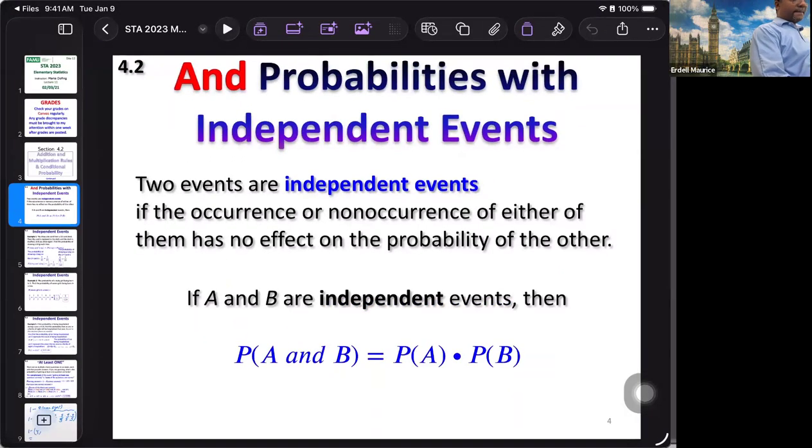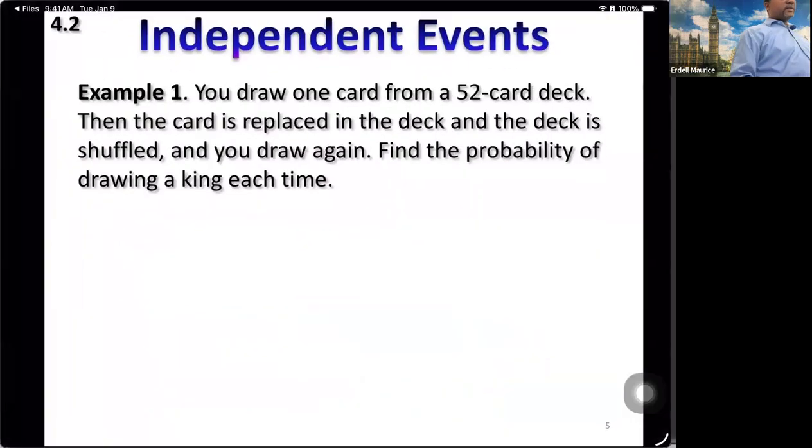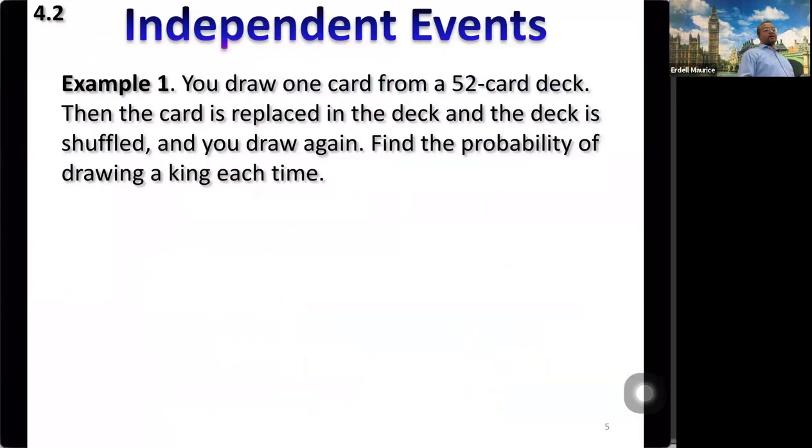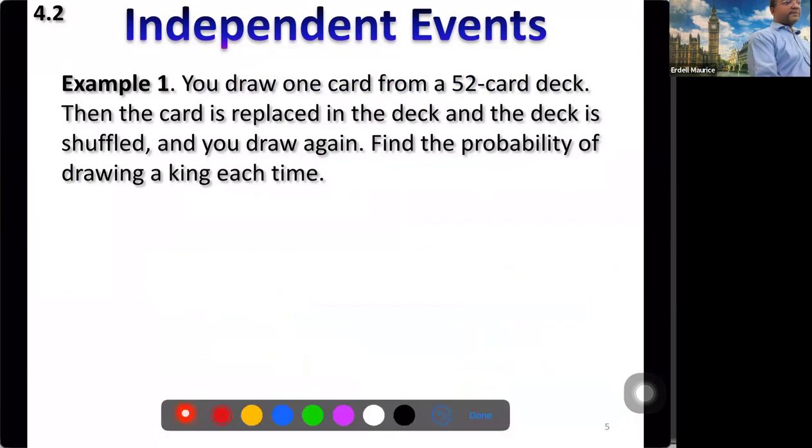So that's our lovely formula. Just multiply them together. Let's look at some examples. You draw one card from a 52 card deck, then the card is replaced, and then the deck is shuffled, and you draw again. Find the probability of getting a king each time. Before we can try to solve this problem, we have to ask ourselves, are these events independent? Is drawing a king from this deck independent? And the answer is going to be yes.